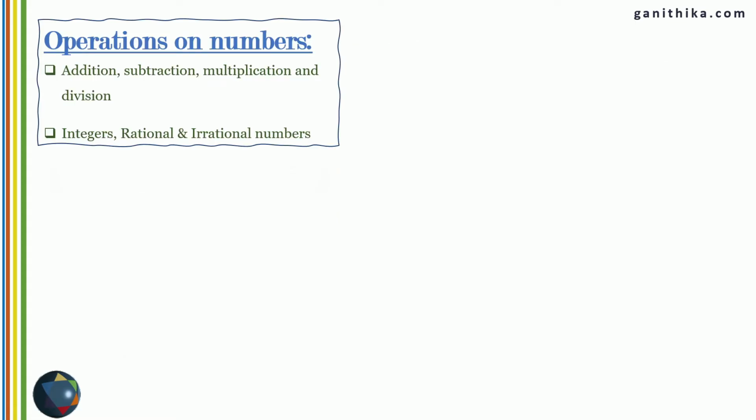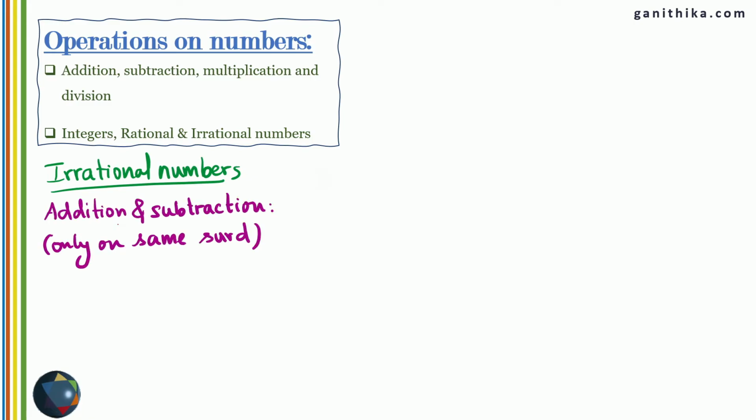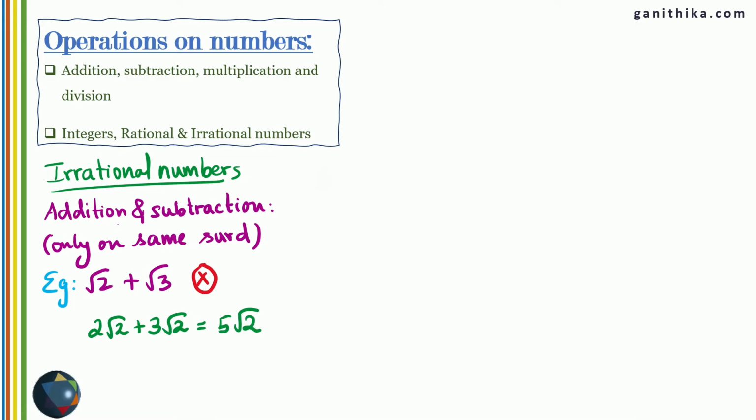Next is operation on irrational numbers. So irrational numbers are square root numbers, which are also called surds. For adding and subtracting 2 surds, they have to be of the same type. For example, you cannot add square root 2 and square root 3 because they are different surds. You cannot add them. So both the surds should be the same. For example, you can add 2 square root 2 plus 3 square root 2 because square root 2 is the surd here. So they have the same surd. 2 square root 2 plus 3 square root 2 is 2 plus 3, which is 5. There are 5 square root of 2 in this case.